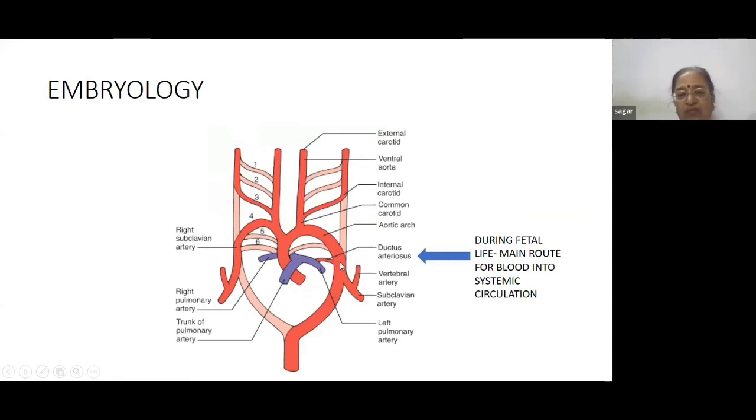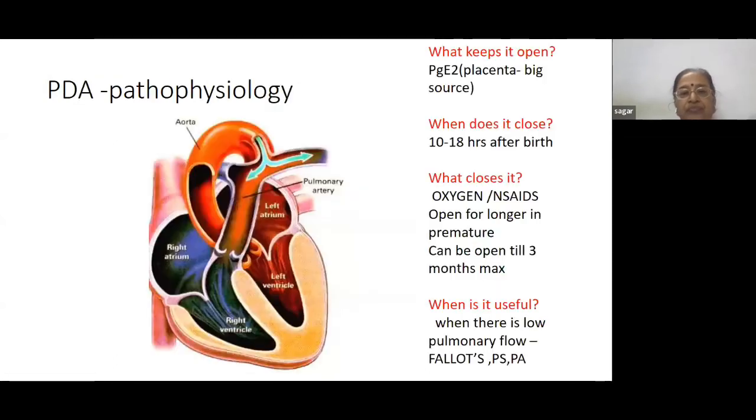This is the vestige of that. This should normally have closed. In fetal circulation, actually, this is the main source of systemic circulation, because remember, lungs are not expanded in the fetal circulation. So all the blood comes from the pulmonary artery, goes here through the PDA in the fetal circulation. But when the lungs expand with the first breath, this should actually close. If it's not closed, then you call it a PDA. So it's a vestige of the sixth aortic arch.